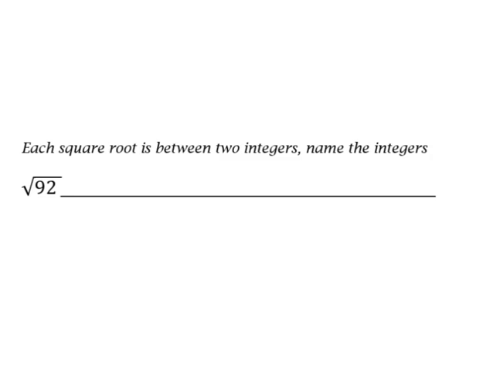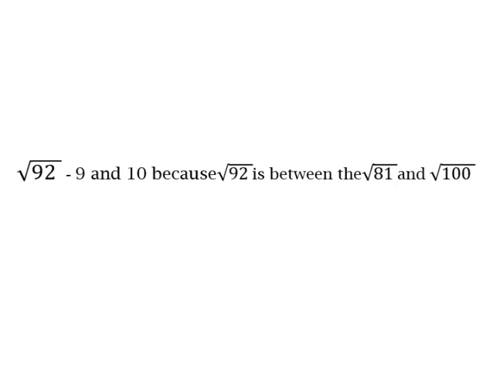Now, in the guided practice section, there is a chart that shows all of the perfect squares from 1 to 15. And so whenever you're doing the independent practice, you can look back there as well. But let's see what you can do now. If you said that the two integers are 9 and 10, you are correct because the square root of 92 is in between the square root of 81 and the square root of 100.